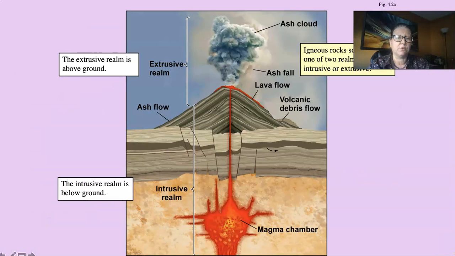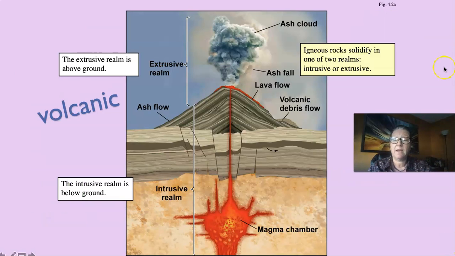This cartoon shows those two different realms: the extrusive realm, which is volcanic, and the intrusive realm, which is below the surface. So here we have a magma chamber. It's feeding the volcano, so the magma is going all the way to the surface to make volcanic rocks. But in many cases, this magma stalls and does not make it to the surface, cools and crystallizes over millions of years below the surface, and we end up with plutonic igneous rocks.